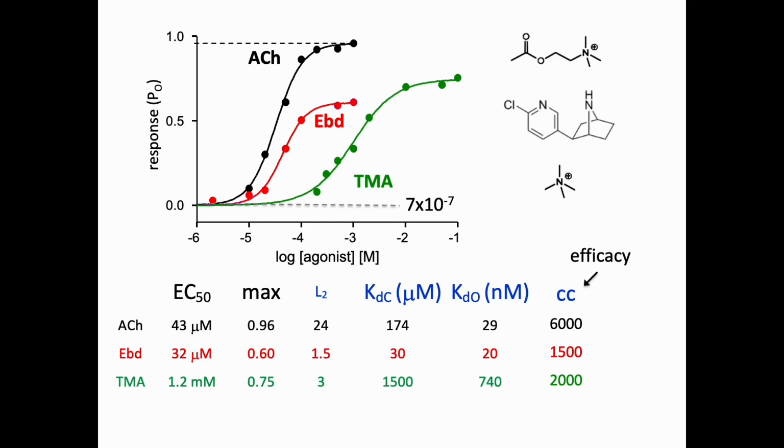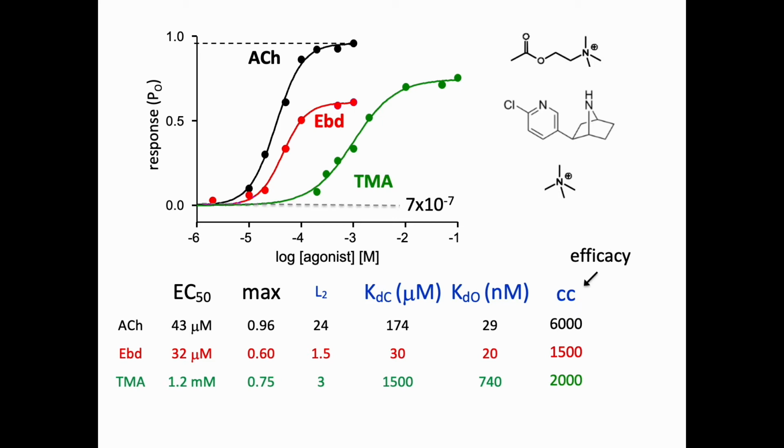So the way this works is you take the unliganded gating constant, you multiply it by this twice, 6,000 squared, in order to get out the diliganded gating constant, and then you can calculate max from that. So instead of using maxes as our indicator of efficacy, it's much more quantitative to use the coupling constant as the indicator of efficacy. So now you can see quite clearly ACh has 3 times the efficacy of TMA and 4 times the efficacy of epibatidine. So it's a nice way to get efficacy from that.